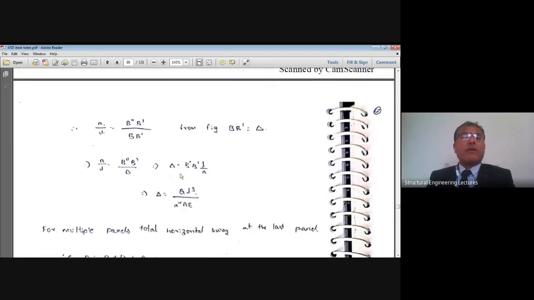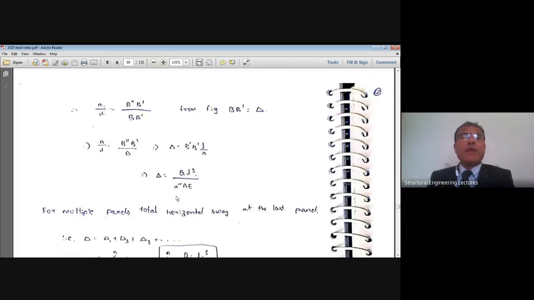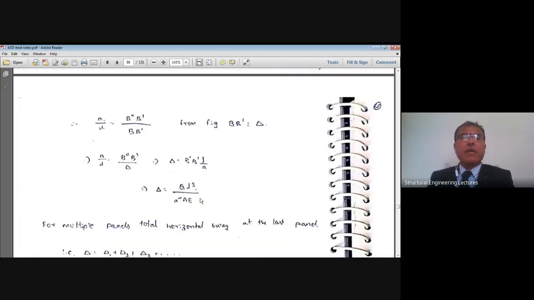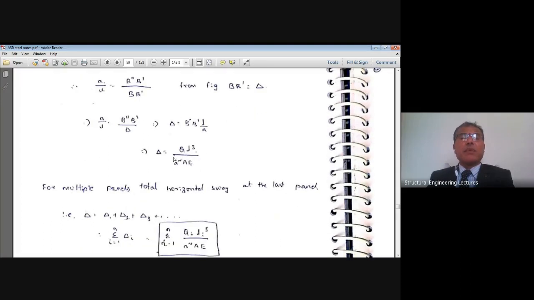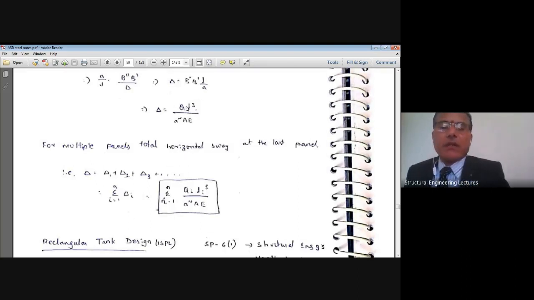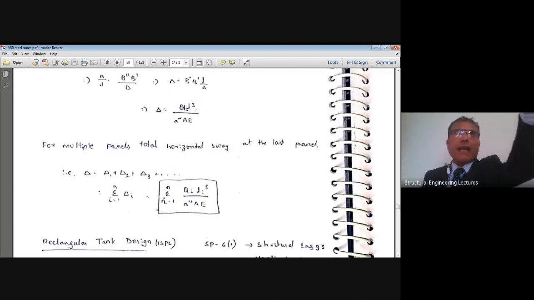Therefore, now I'll get the sway in the horizontal bracing. The horizontal sway in the horizontal bracing, delta, is equal to B prime B double prime times L by a. But we already know what B prime B double prime is, which is QL squared divided by aAE. Substituting that, I get the sway in the horizontal bracing, delta, is equal to QL cube divided by a square AE. This is the sway in the horizontal bracing by taking only one panel.